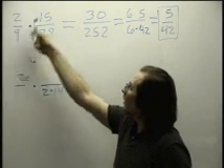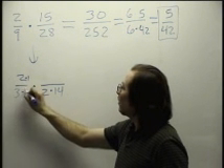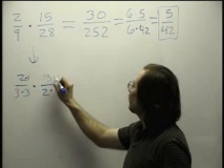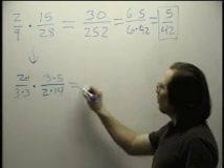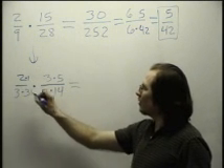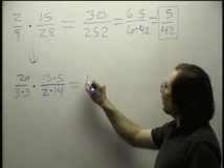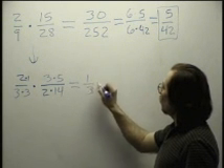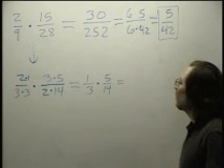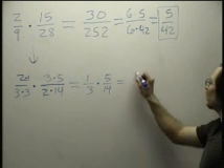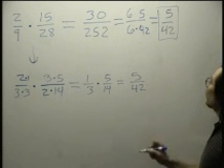Now, similarly, the 9 and the 15, there's a 3 in common. 9 is 3 times 3. 15 is 3 times 5. And so when we divide out these common factors of 2 and 3, then what we end up with is 1/3 times 5/14, and then multiplying. 1 times 5 is 5. 3 times 14 is 42.